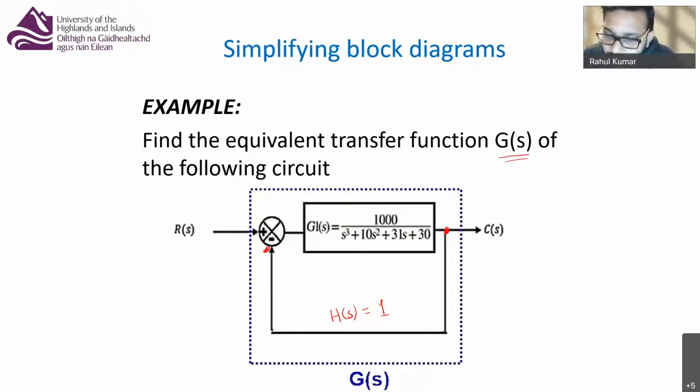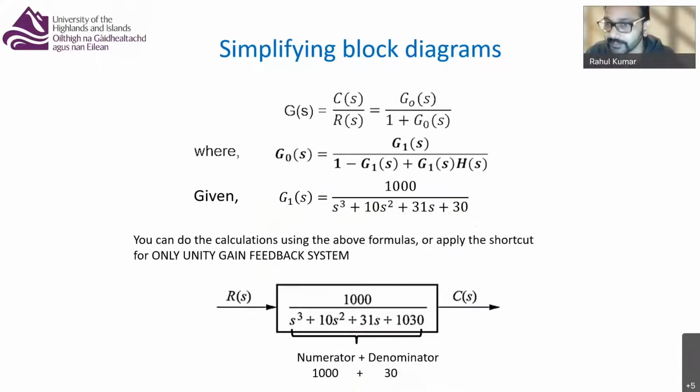I already have discussed the formulas. So I will first calculate G0 and then substitute it in the equation to find the overall gain. I have written the two formulas here. First of all, I'll have to calculate G0. And G1 of S is given.